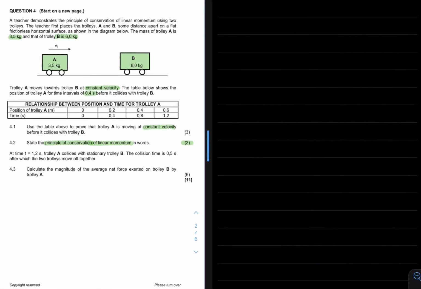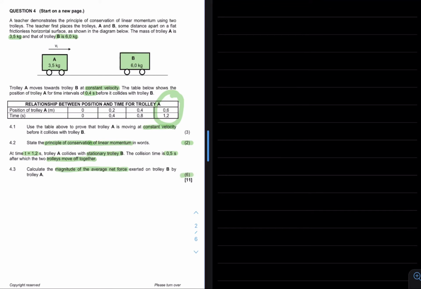In the next part, it says that at time t is equal to 1.2 seconds, trolley A collides with a stationary trolley B. The collision time is 0.5 seconds, after which the 2 trolleys move off together. 4.3 says calculate the magnitude of the average net force exerted on trolley B by trolley A for a total of 6 marks.